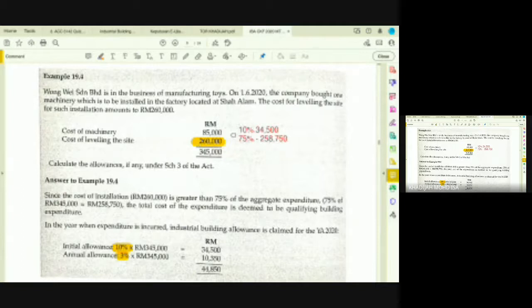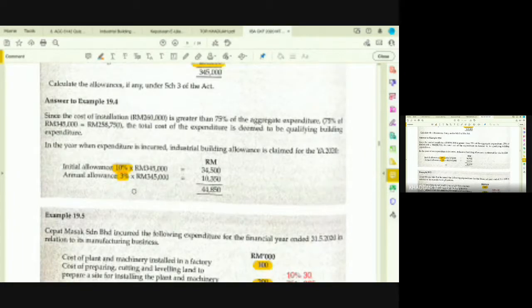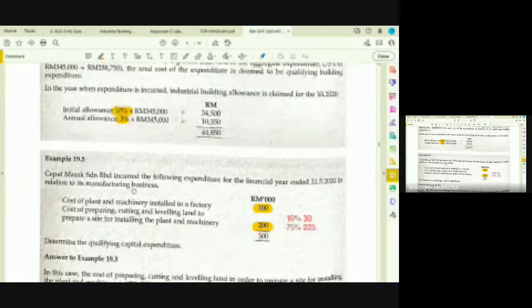So once this one is more than 75%, the whole thing now, even though you have the machine here, the whole 345,000 is going to be your qualifying building expenditure, right? So it started from plant and machinery, but then it turns out to be a qualifying building, because the PCTL is more than 75% of the total cost. Okay. So then once you know that the 345,000 is QBE, you are going to claim IA and AA accordingly. So that's the implication of you deciding how much is the QBE, then you compute your IBE.